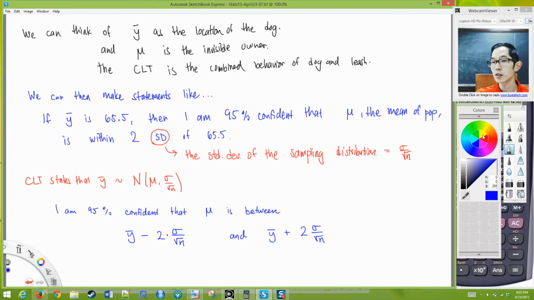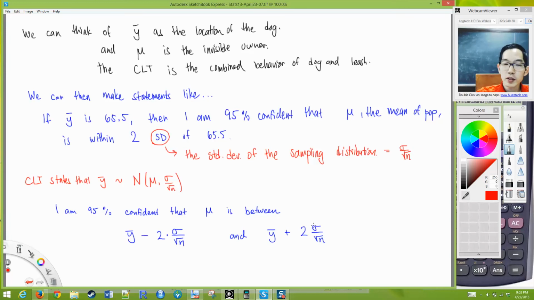Does anyone see a bit of a problem here, though? Oh, we don't know what the standard deviation is. Yeah, we don't know what the standard deviation is. This presents a bit of a problem, okay? We're saying we don't know what mu is, and that's why we're bothering with this. But if we don't know the mean of the population, we're probably not going to know the standard deviation of the population either, okay? So what should we do?